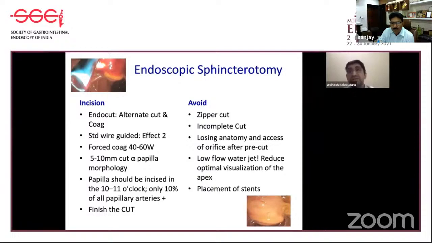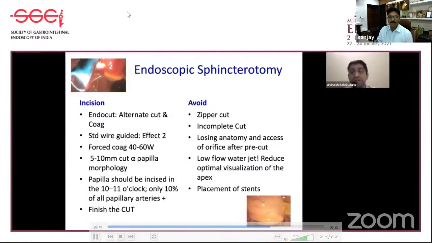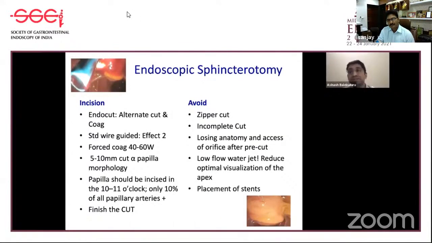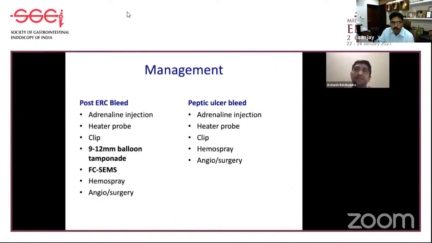Water jet comes in very handy. Whenever we have a high volume water jet, we can visualize much better. Whenever we have a low volume water jet, the bleed which is happening will obscure the vision. So always have a high flow water jet. It will give you the optimal visualization of the bleeder, and it will help us to do the proper endotherapy. And which stent are we going to place, whether it is a plastic or metallic? That will be discussed in the subsequent slides.